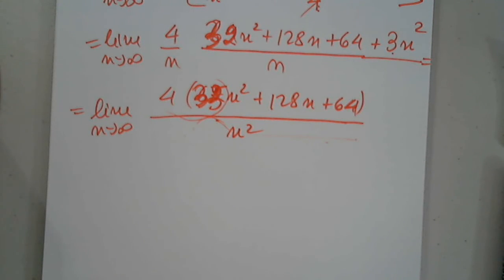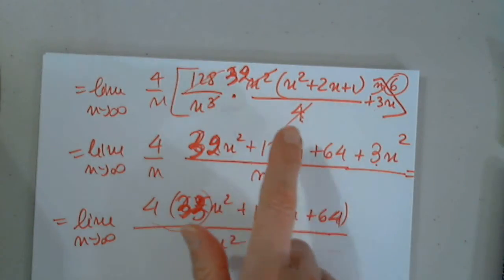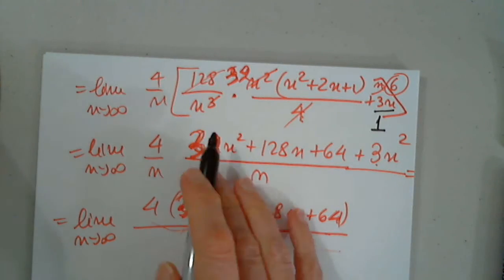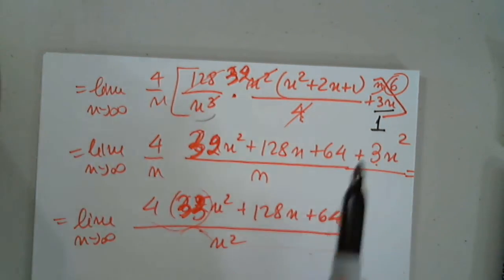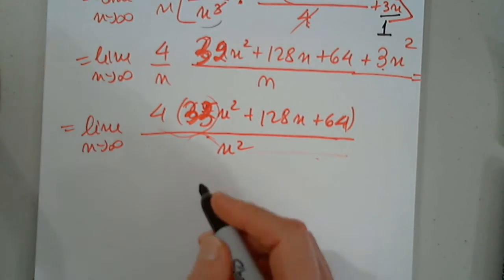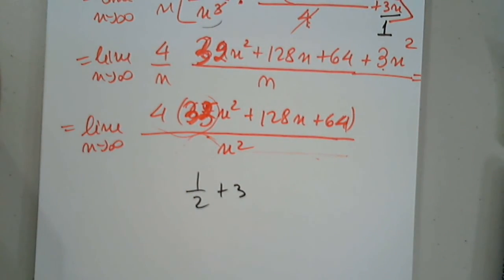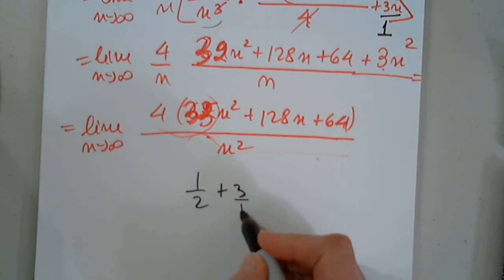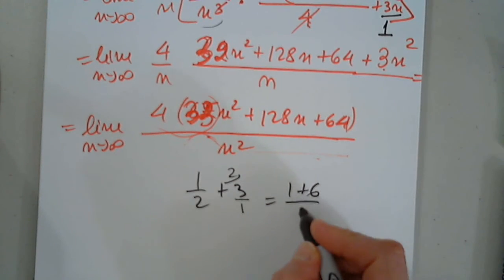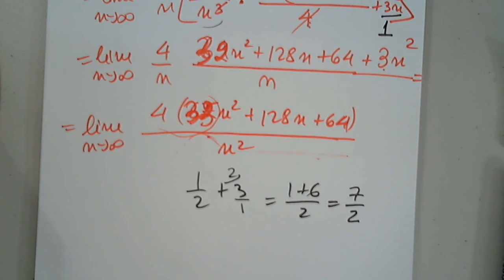Yes, which one? This problem, why do we multiply by n? Because you cannot add fractions that don't have the same denominator. This fraction has denominator n, and this fraction has denominator 1. So it's like 1/2 plus 3. So 3 is 3 over 1, so you need to multiply by this. So we get 1 plus 6 over 2, which is 7 over 2. Is that okay? Yeah, thank you.